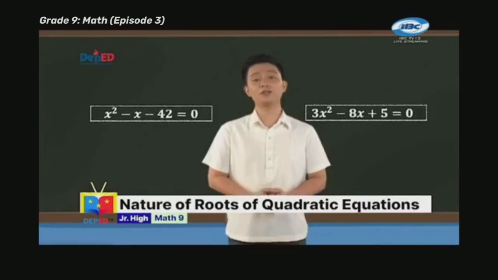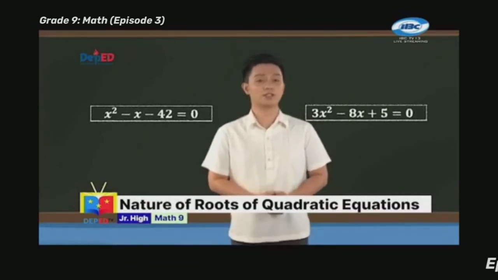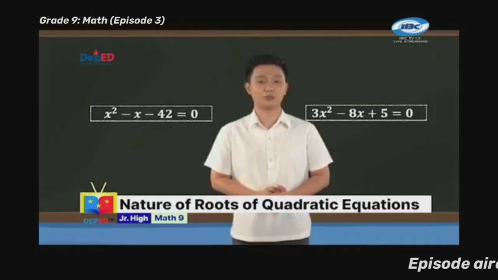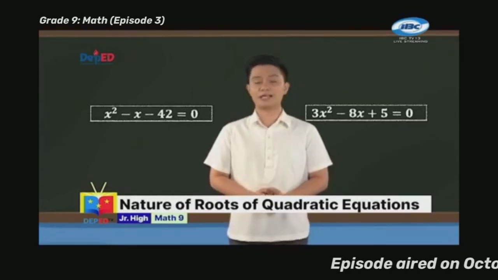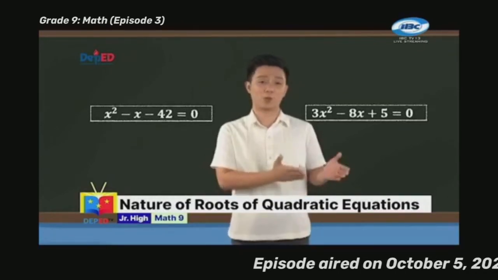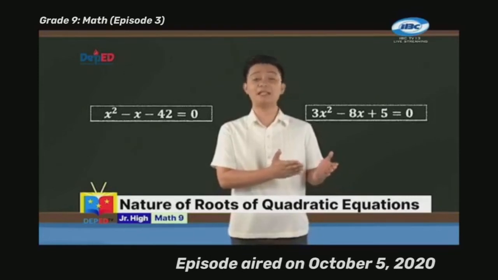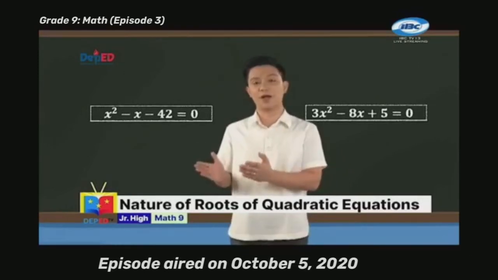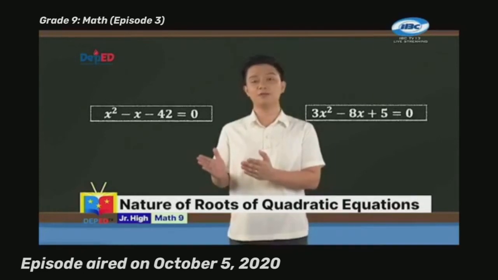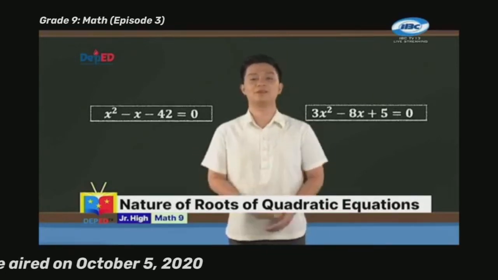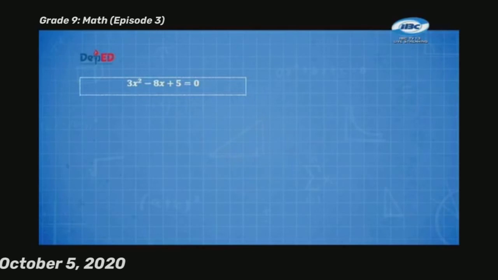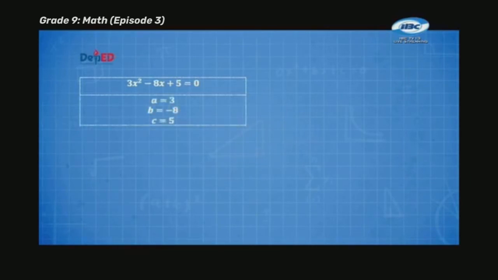Let us get to know another type of discriminant that corresponds to another nature of roots of quadratic equations as we work on the second pair. 3x squared minus 8x plus 5 equals 0 and x squared minus x minus 42 equals 0. We solve the equation 3x squared minus 8x plus 5 equals 0 first. The values of the coefficients are as follows. A is 3, B is negative 8, C is 5.